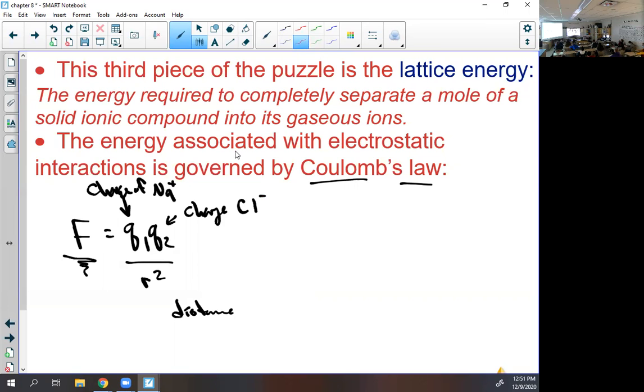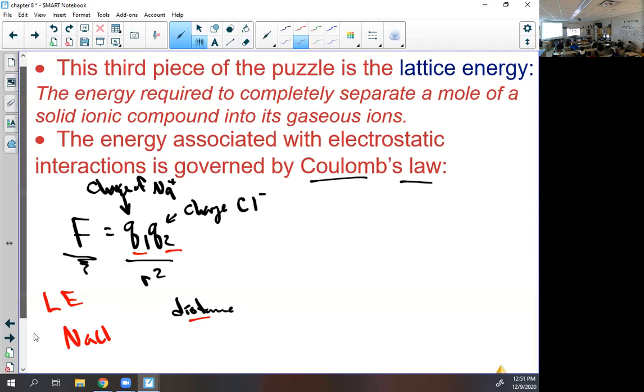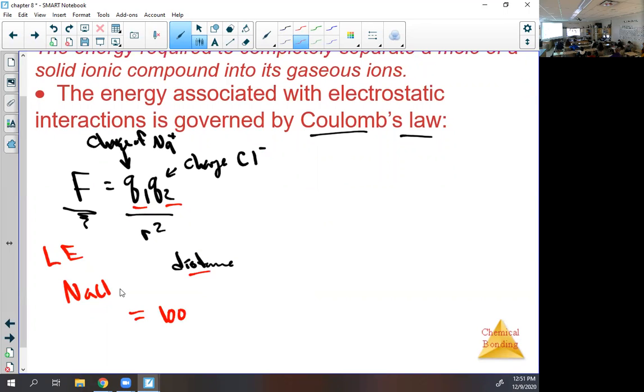All right. So I could change the charges if I had different atoms, or the distance between them if they were different sizes. Okay. So the lattice energy for NaCl, let's just pretend it's 100. Now it's not, but let's just pretend. But if I wanted to do the lattice energy for MgCl2, I don't know what it would be, but I know it would be bigger.